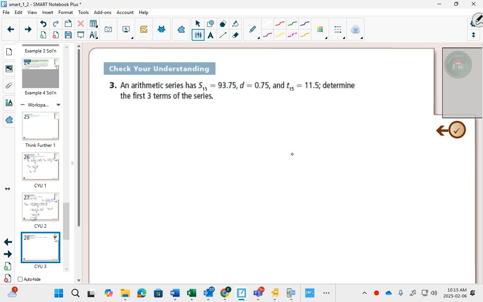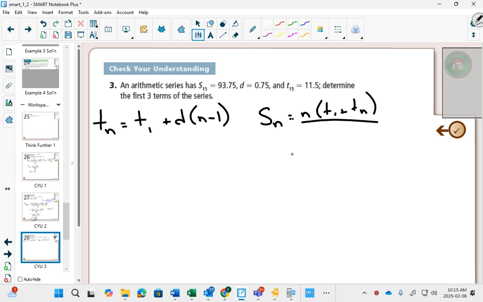So if we look at this, we have three formulas that involve arithmetic sequences so far. We've got our general term formula. We've got our sum formula that uses term 1 and the last term n. And we've got our sum formula that doesn't use our last term.